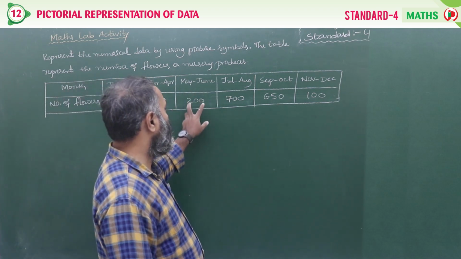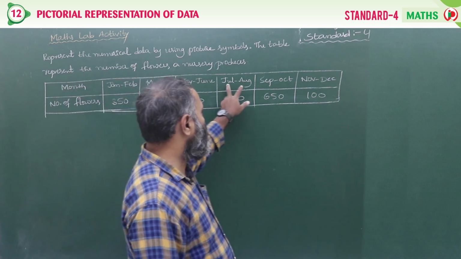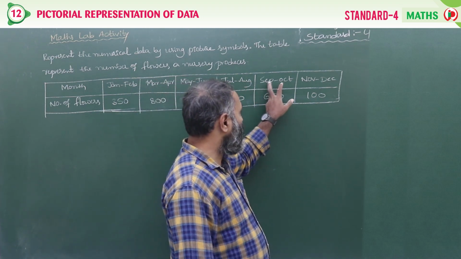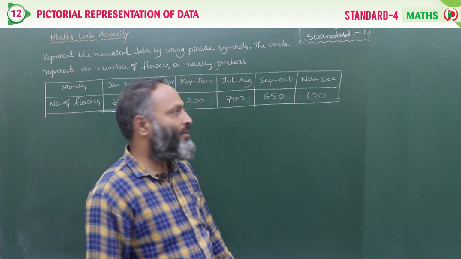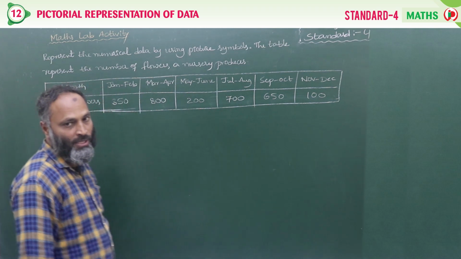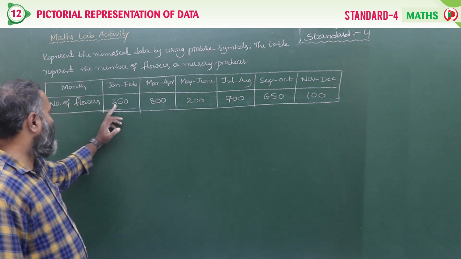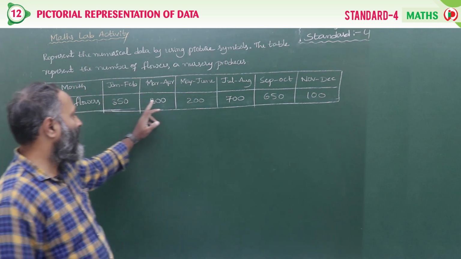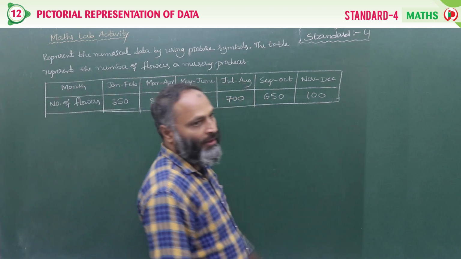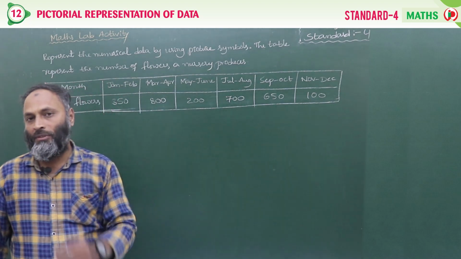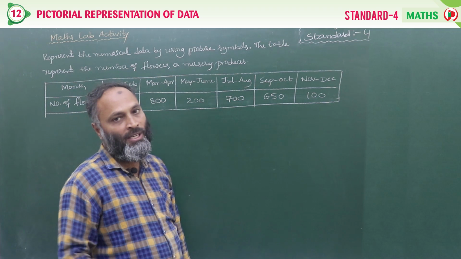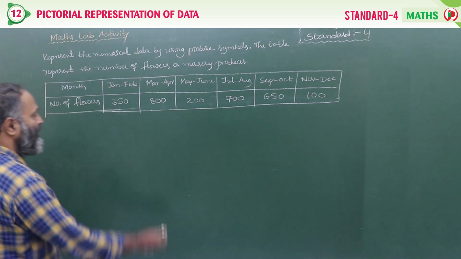May and June, 200 flowers. July and August, 700 flowers. September and October, 650 flowers. November and December, 100 flowers. Now you observe the number of flowers: 350, 800, 200, 700, 650 and 100. All these are multiples of 50. So it means you consider one flower as 50 flowers.